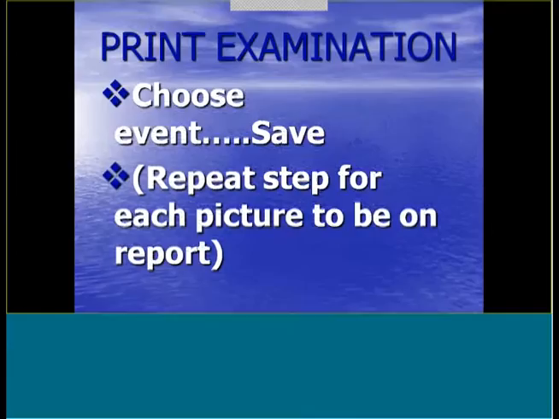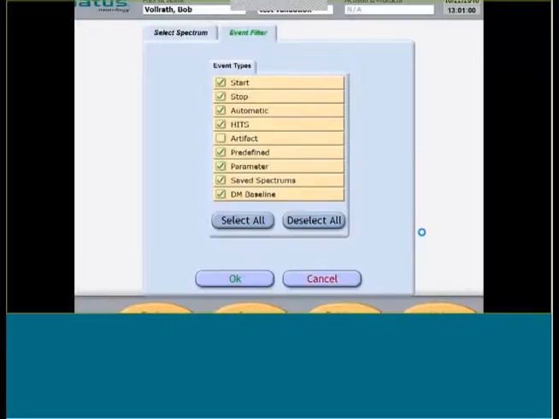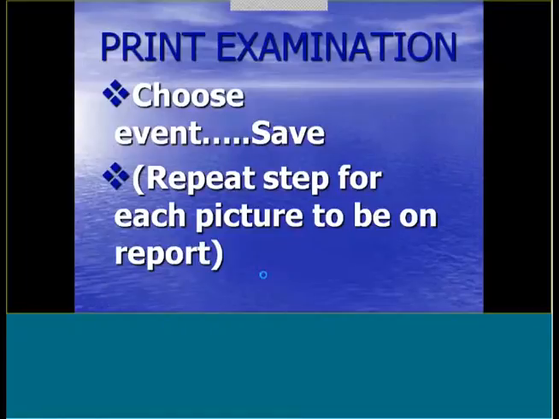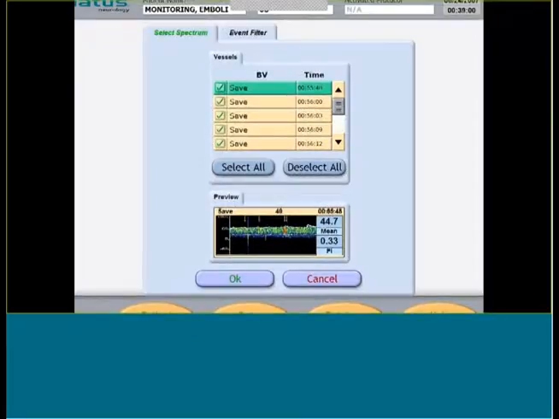And it will only print out your emboli for you. Okay, so you choose your event and you save it. You want to repeat the step for each picture to be on the report. So in plain words, once I get the hits on the screen, I can select it and save, select it and save, so that it will only print out what I have saved, not all these numbers. So you see how I have these saved, saved, saved, saved in their different time frames?